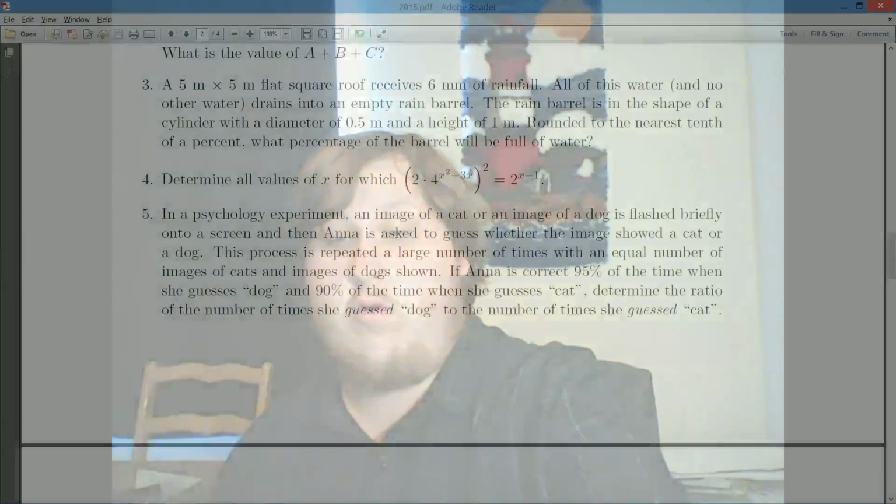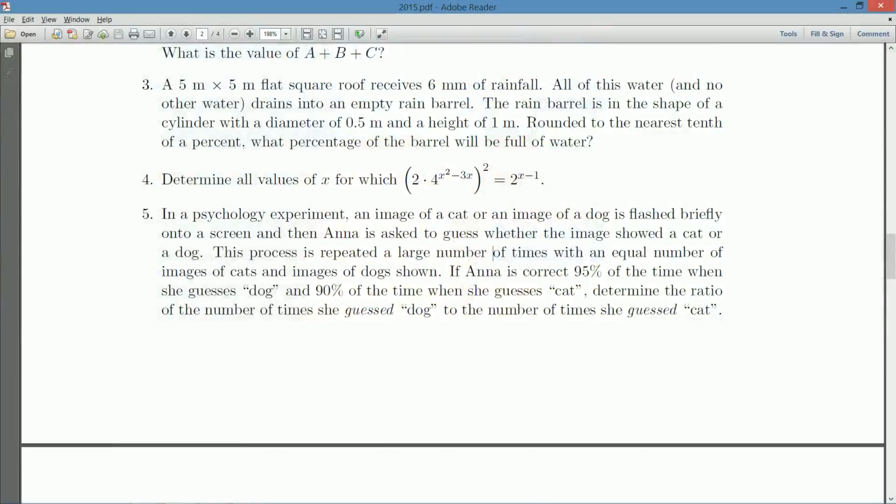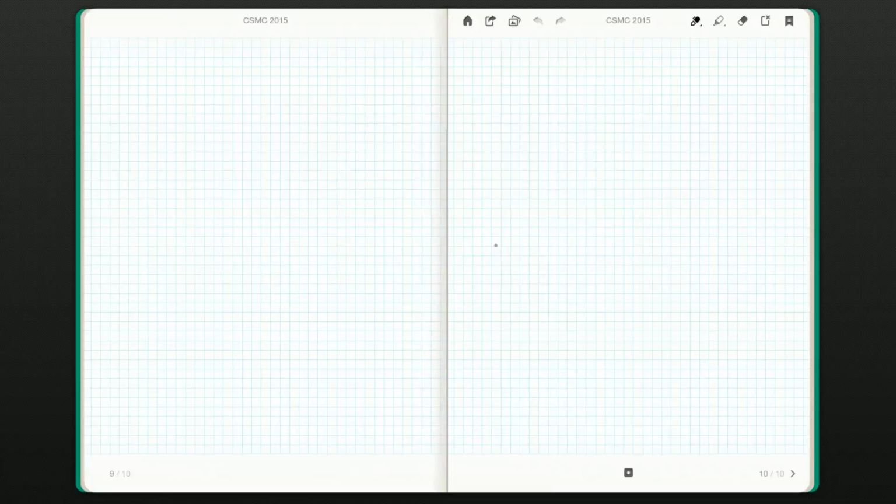I don't think we're given the total number of images or anything like that. So we probably can't get exact values of this, so we'll probably just be able to get number of times she guessed cat, little c, in terms of little d, the number of times she guessed dog, or something like that. That's the idea. But the first thing I'm going to do in a notepad is give these names, because I want to make sure I know what I'm talking about.